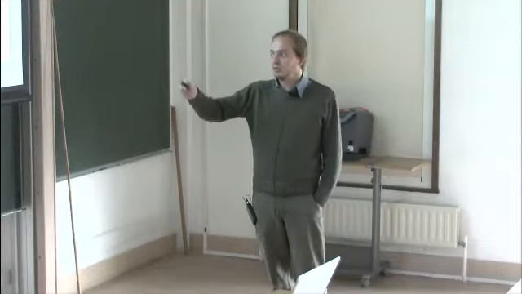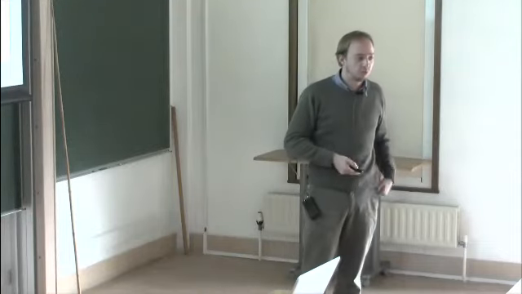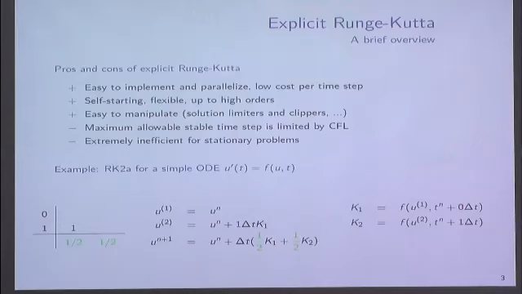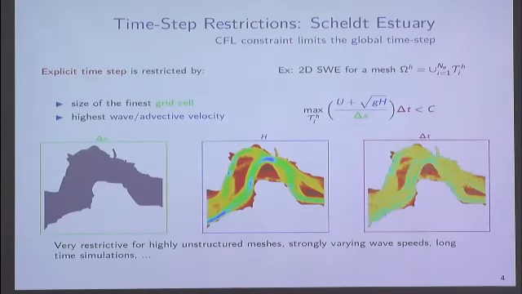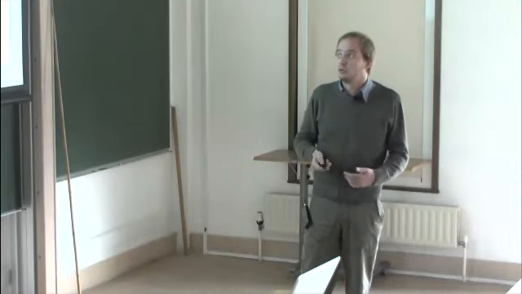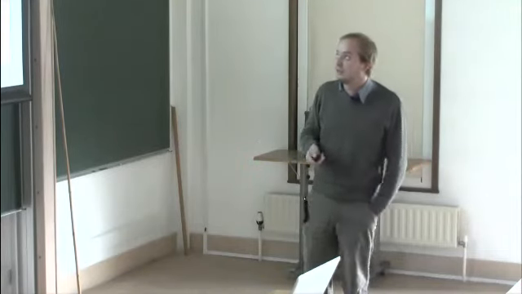You make a second approximation. After that, you sum all this, and you compute the next time step solution U^(n+1) for a simple ODE. So, the time step restrictions, especially for shallow water equations. The explicit time step is restricted by the combination of the finest size of the grid cell and the highest wave advective velocity.